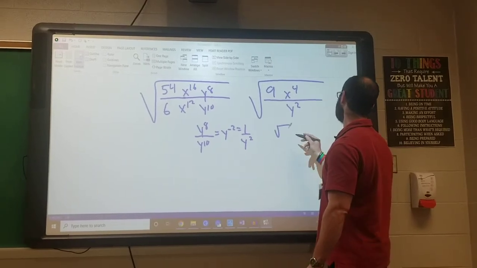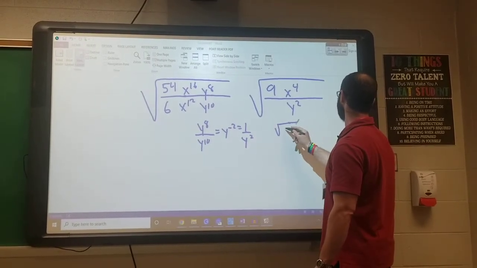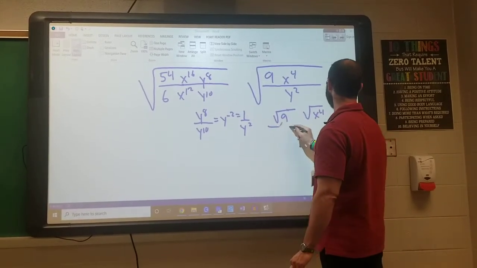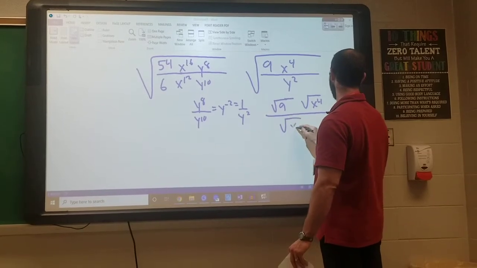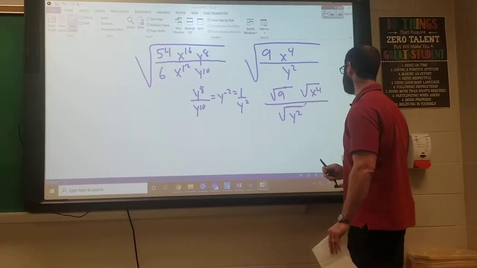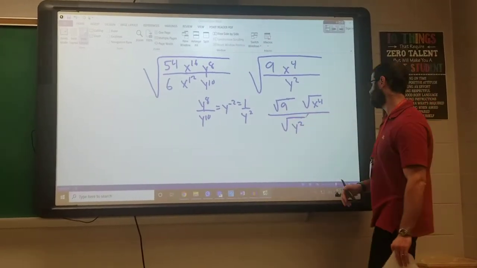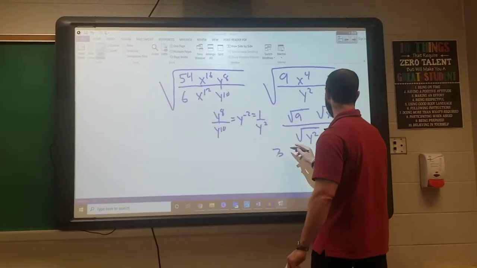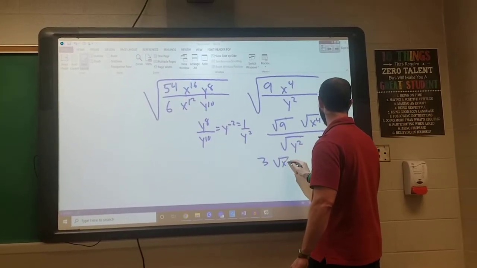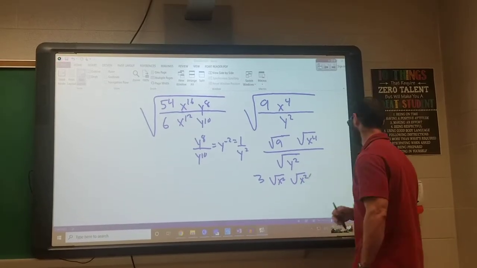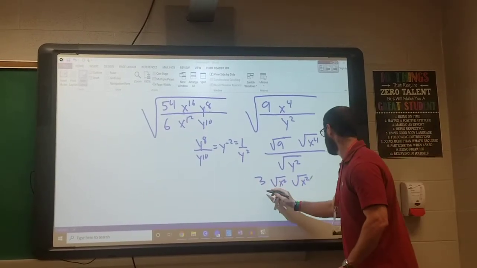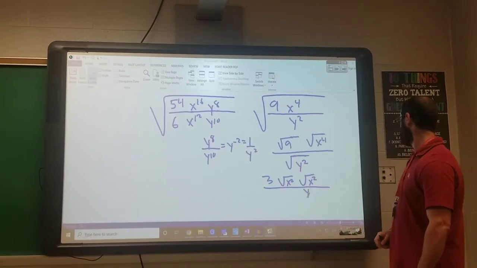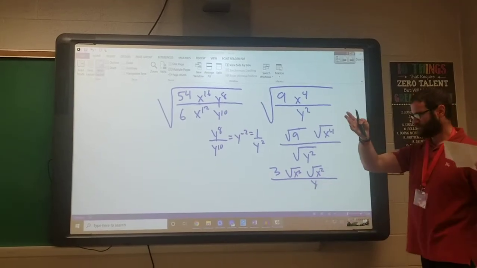Basically, what we have on top is square root of 9, square root of x to the 4th. On the bottom, I got square root of y squared. Square root of 9 happens to be 3. And square root of x to the 4th we can think of as square root of x squared, square root of x squared. Square root of y squared on the bottom is just going to be y, because the square root of something squared is just itself.